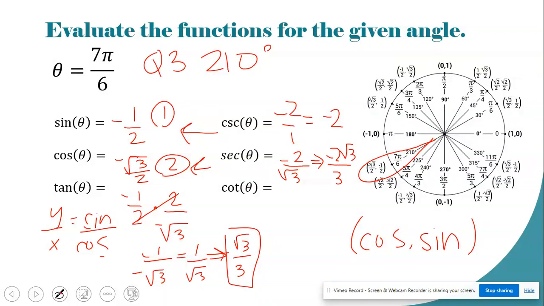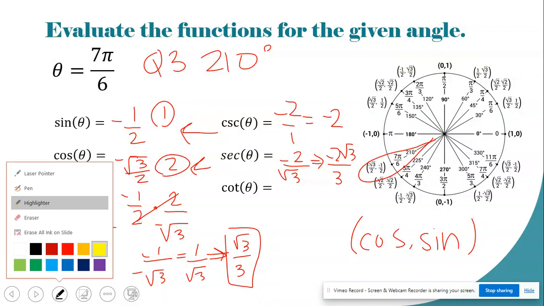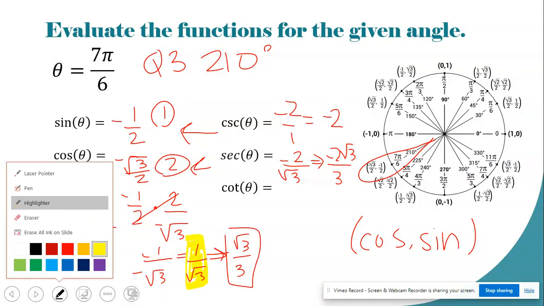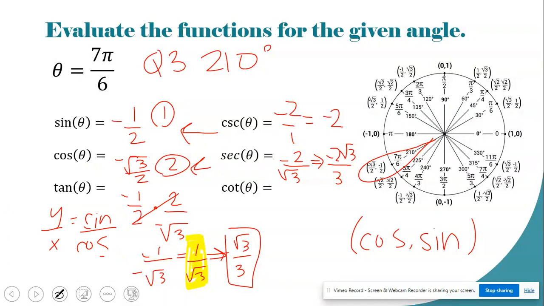And cotangent, something you want to be super careful about is just make your life easier and take the reciprocal before you rationalize. If you don't, it's not the end of the world. You're just making a little bit more work for yourself. But if I take the reciprocal of this right here, it's going to be the square root of 3 over 1, or just the square root of 3.